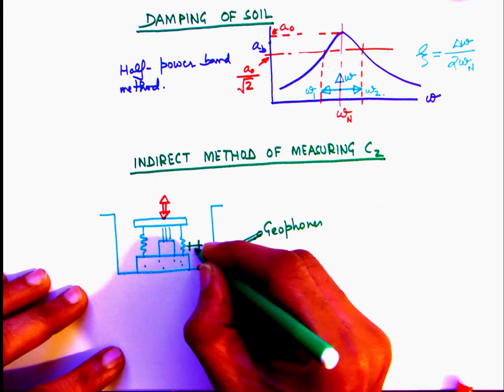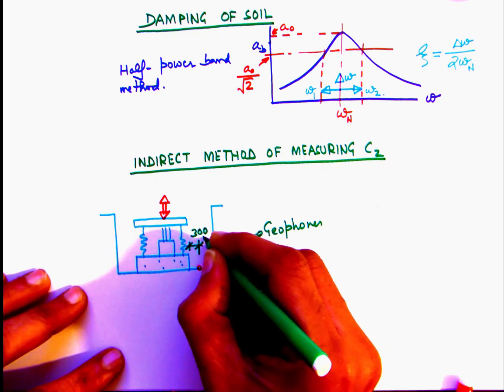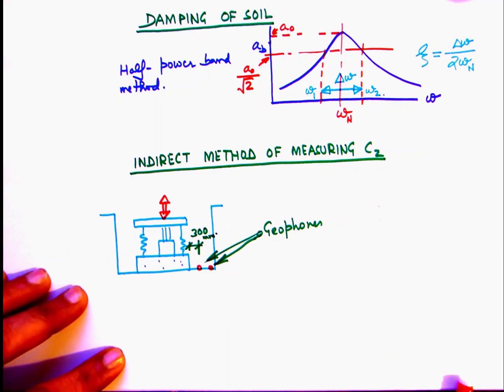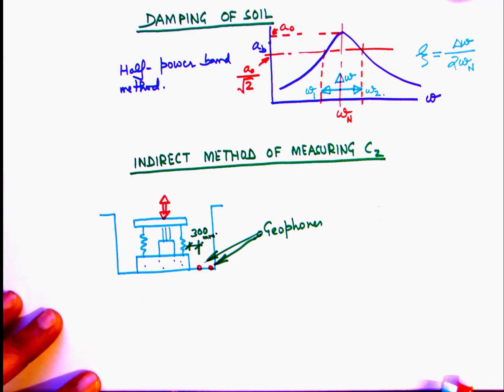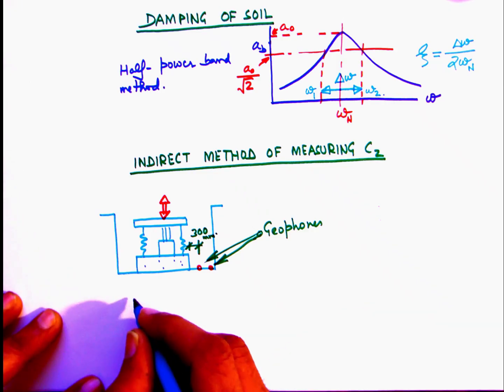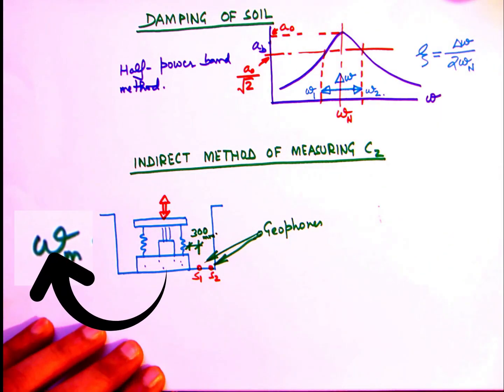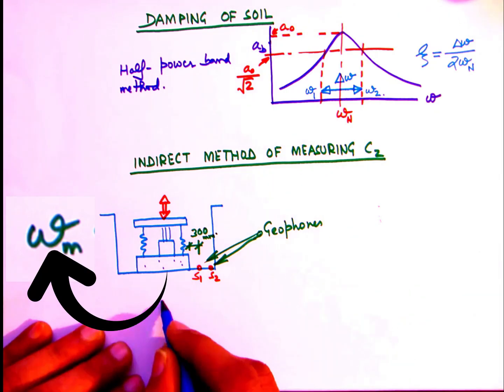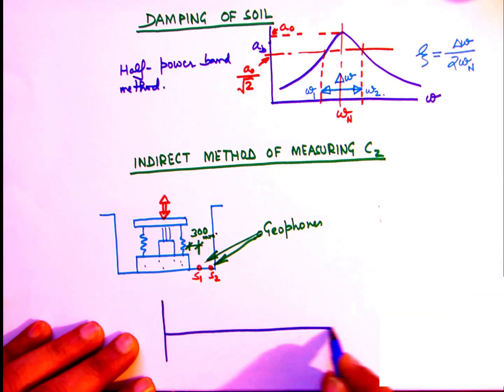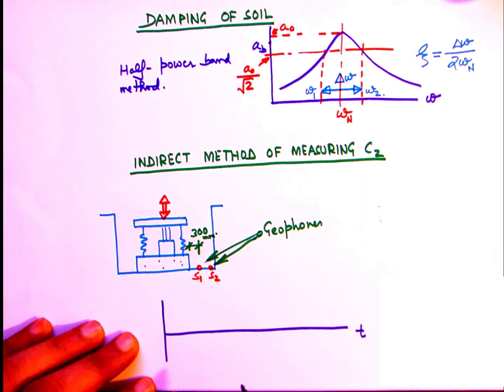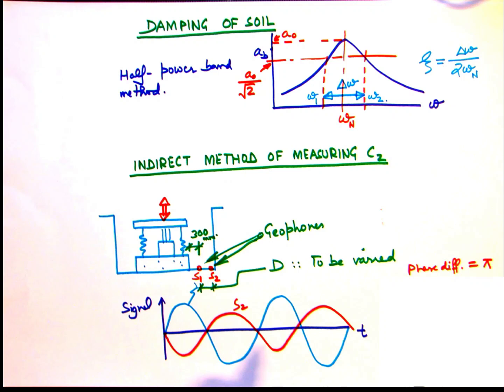Now the typical distance of the first geophone from the block should be around 300 mm. So we start the vibration system, and the shaker system here is made to operate at omega m, which is the operating frequency of the actual machine. Using oscilloscopes, we measure continuously the signals received from the two geophones, and we adjust the distance between the two geophones such that we are obtaining the two signals from S1 and S2 in opposite phase as shown here.